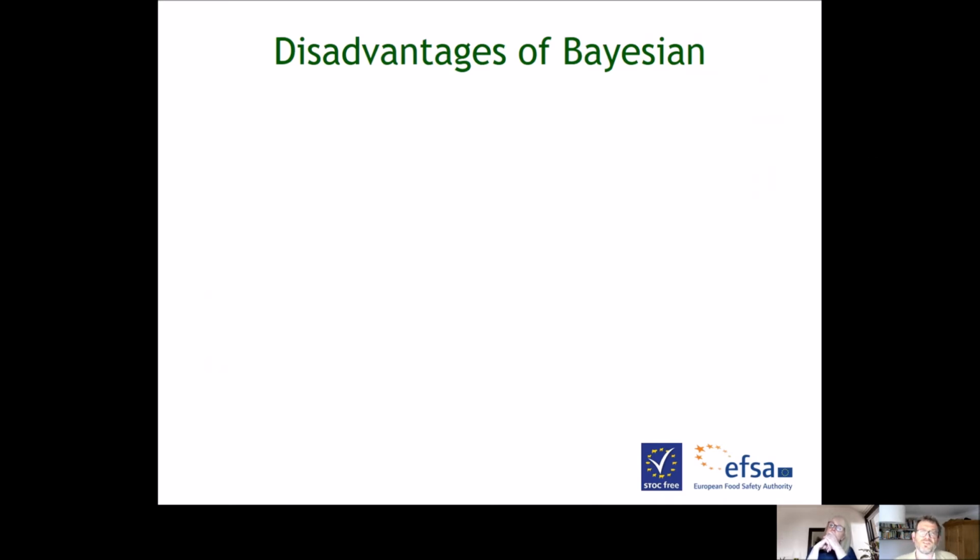So what does Bayesian bring to the Stoc project? Well, let's consider the disadvantages of the Bayesian approach. First of all, it does involve a lot of simulation. The example that I gave previously was very simple and actually doesn't need fancy computing to calculate a Bayesian interval or a Bayesian estimate.